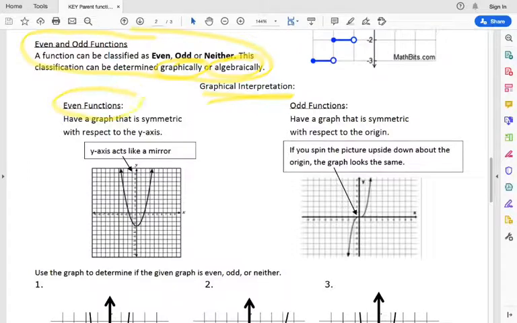If it's an even function, if you look at your y-axis right here, you should see a mirror image on either side of that. That makes it an even function when it's a mirror image on either side of the y-axis. An odd function, if you spin the picture upside down about the origin, the graph looks exactly the same. So if you look right here, that's the origin, and if you spin this upside down, you should see a mirror image. I always think about it like this. If you look in diagonal quadrants, if you see the exact same image, then it's an odd function. All right, let's do some examples.